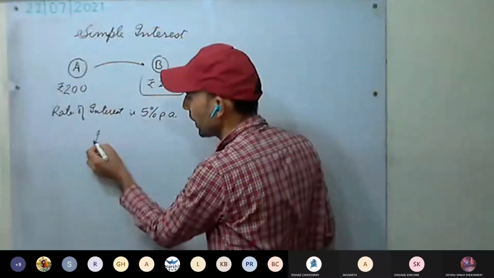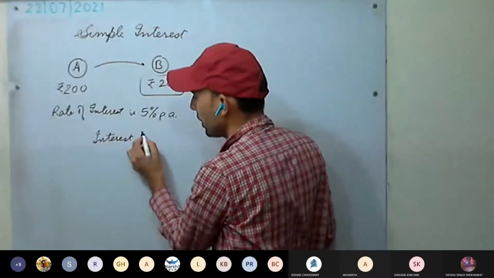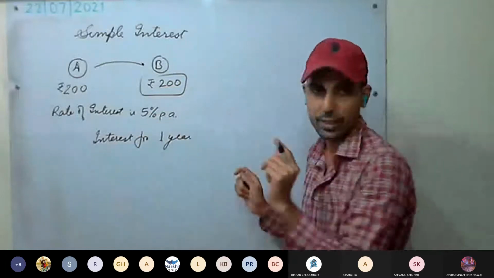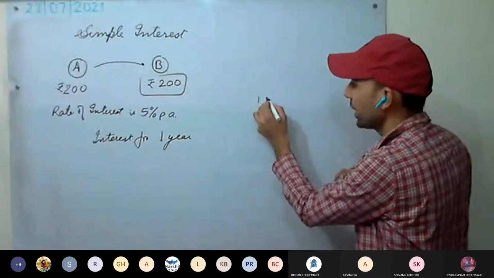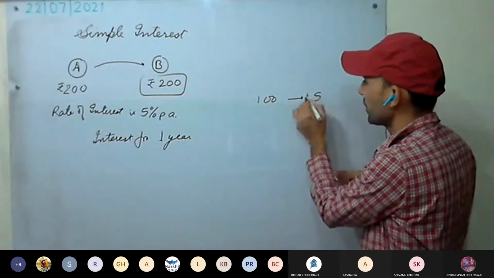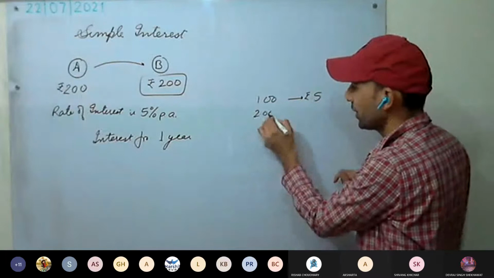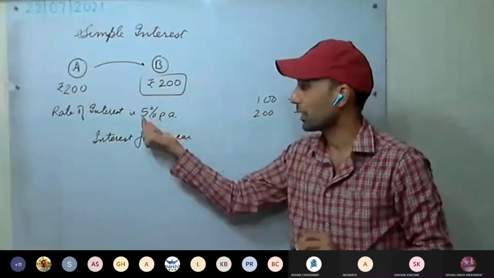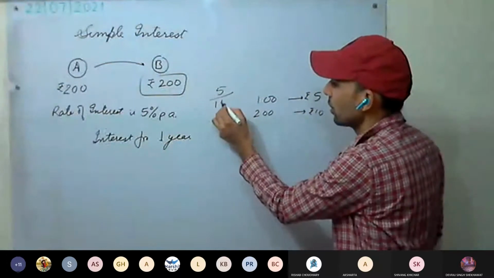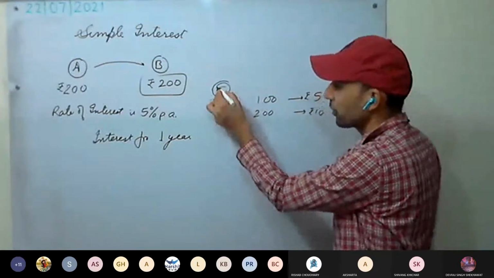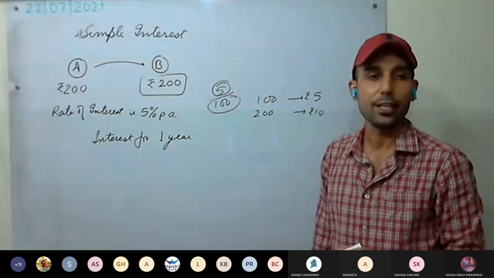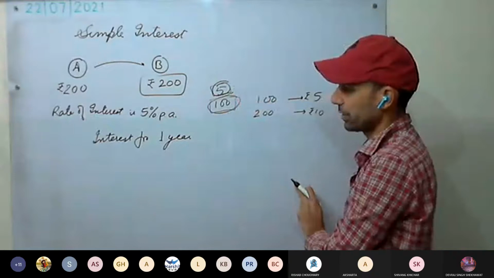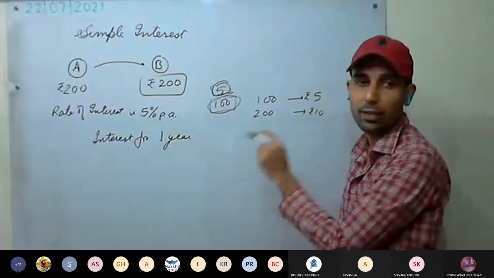It means the interest for 1 year will be 5% per annum. So if A is paying 100, 5 rupees will be the interest. If A is paying 200, 10 rupees will be the interest. Understood? 5% per annum means 5 out of 100, that is, for every 100 rupees, 5 rupees will be the interest, per annum, that is every year.